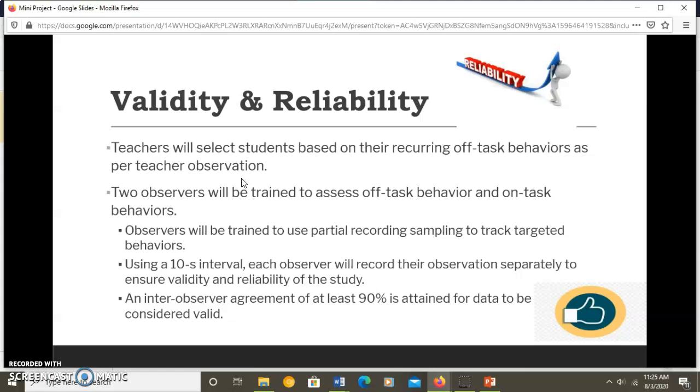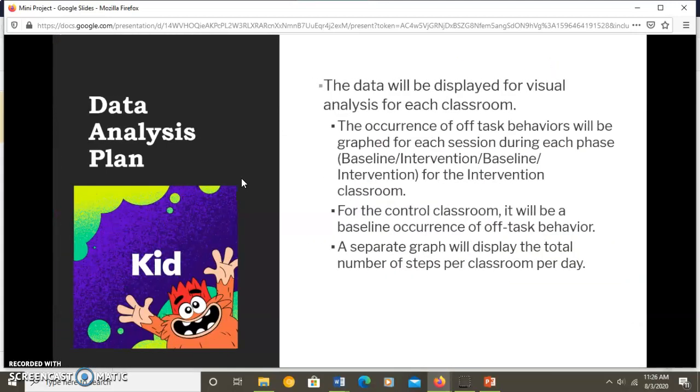Observers will be trained to use partial interval recording to track targeted off-task behaviors. They'll be using a 10-second interval, and each observer will record their observations separately to ensure validity and reliability of the study. An inter-observer agreement of at least 90% must be attained for data to be considered valid.